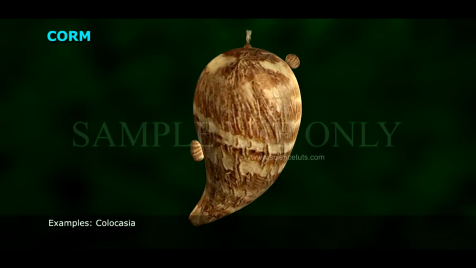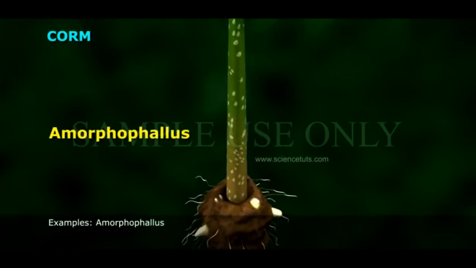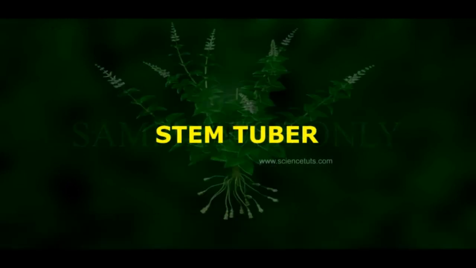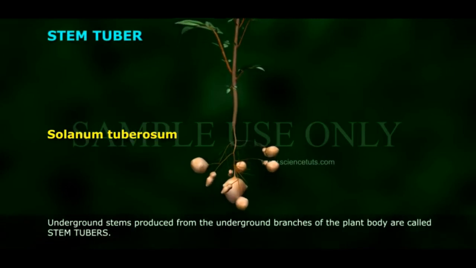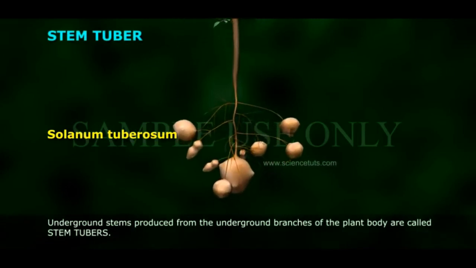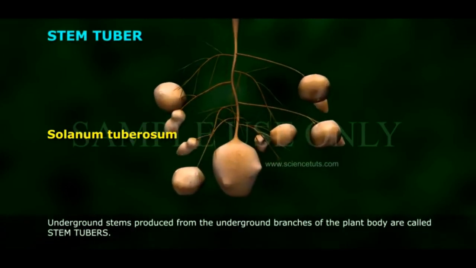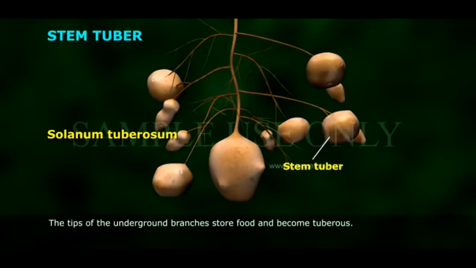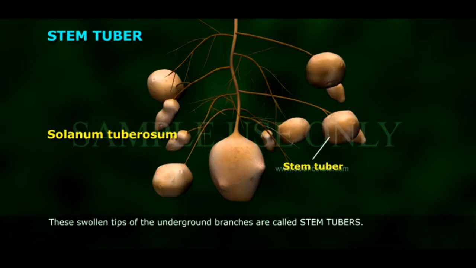Colocasia. Examples: Amorphophallus. Stem tuber. Underground stems produced from the underground branches of the plant body are called stem tubers. The tips of the underground branches store food and become tuberous. These swollen tips of the underground branches are called stem tubers.